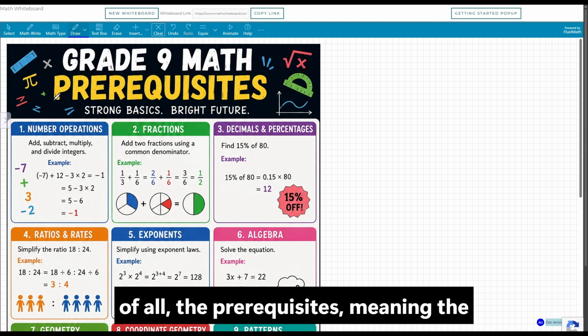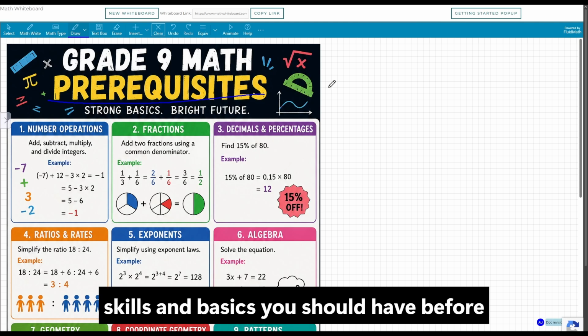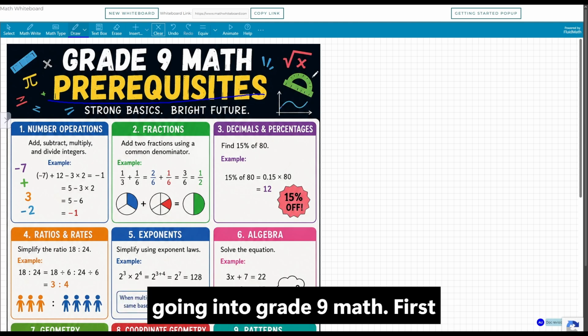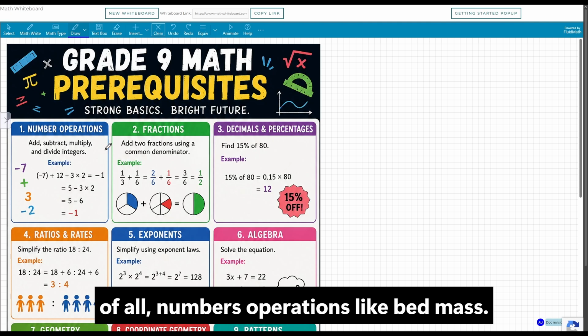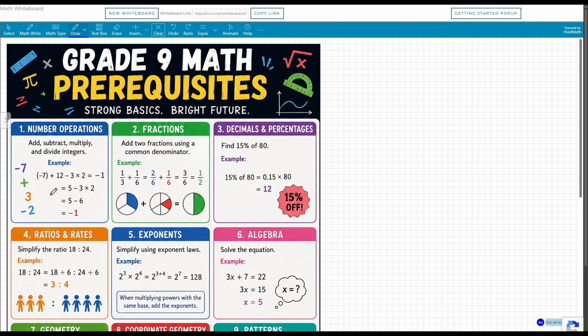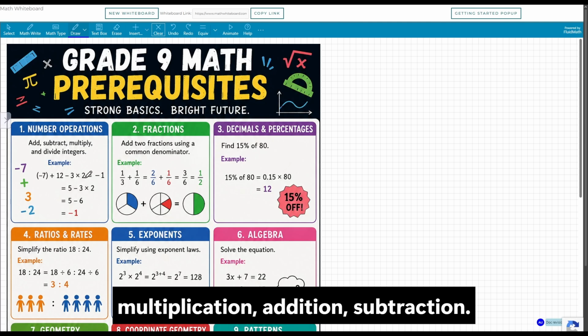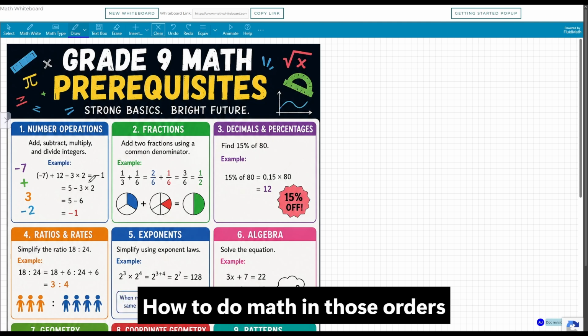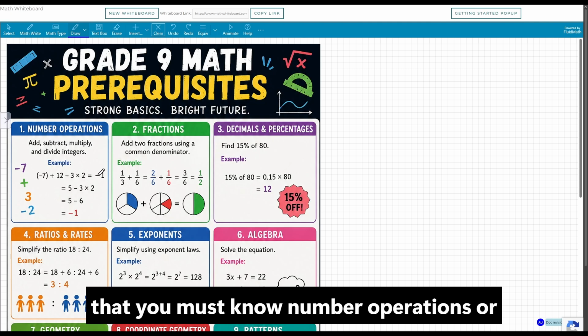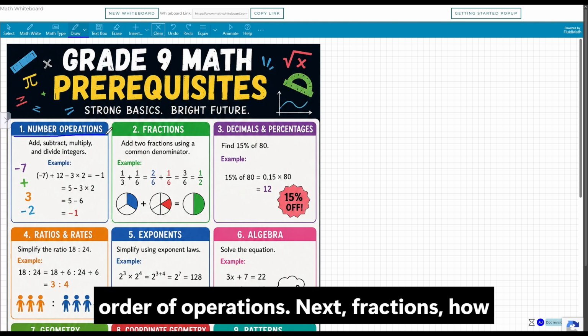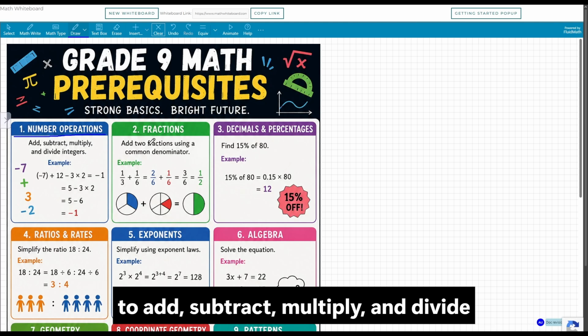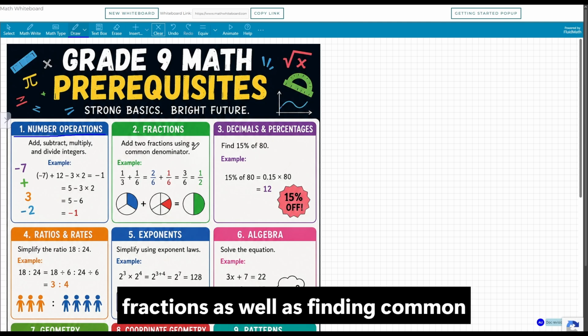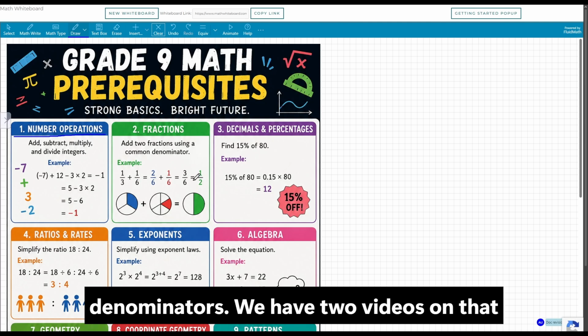First of all, the prerequisites, meaning the skills and basics you should have before going into grade 9 math. First of all, number operations like BEDMAS: brackets, exponents, division, multiplication, addition, subtraction, how to do math in those orders, that you must know, number operations or order of operations. Next, fractions, how to add, subtract, multiply, and divide fractions, as well as finding common denominators.